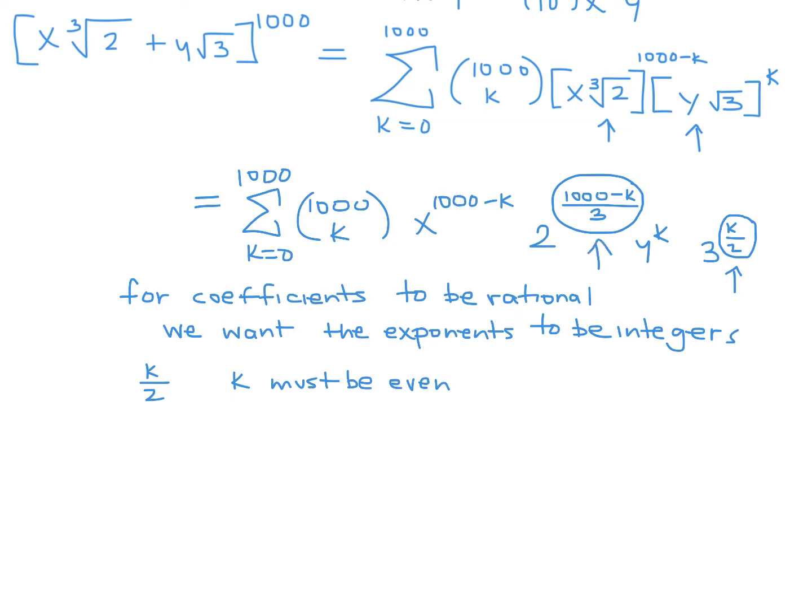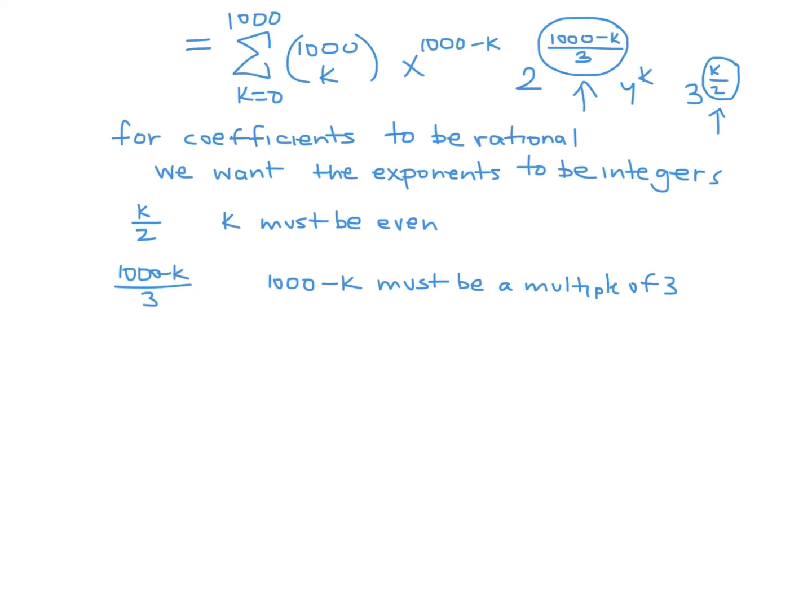And then from that guy there, that means 1000 minus k over 3. For that to be an integer, that means 1000 minus k must be a multiple of 3. Correct? So let that sink in. All right, so let's go here. Let's try to figure this out. k is going from 0 to 1000, right? So that's our range. So k has to behave in this way. So let's concentrate on that first, and then I'll concentrate on that.